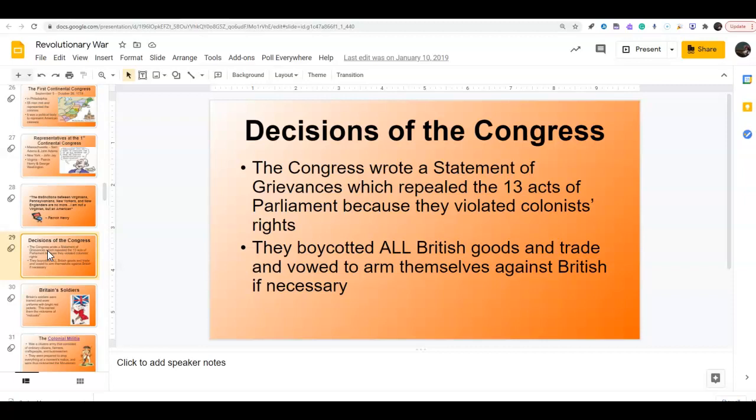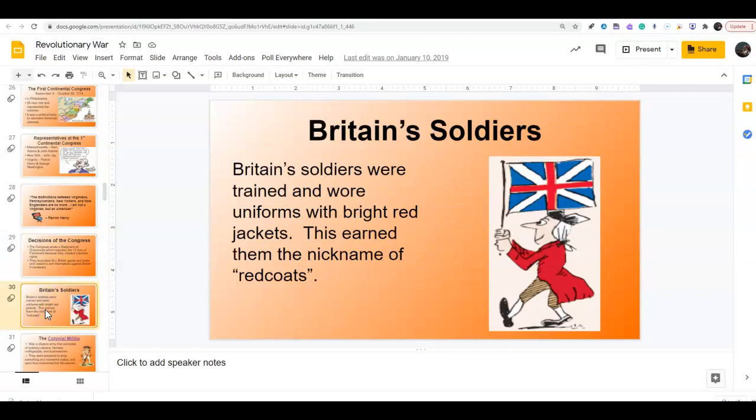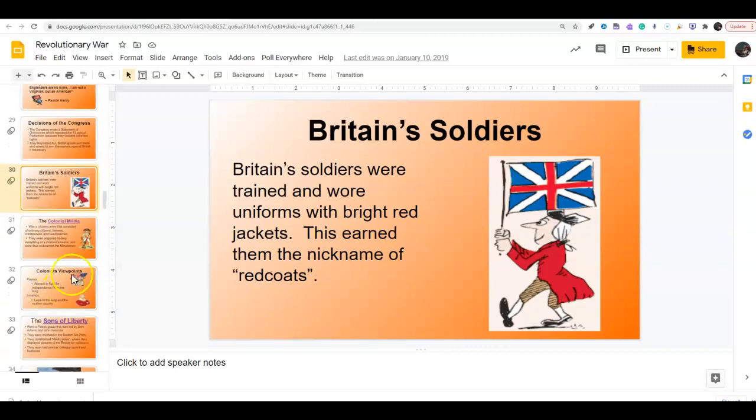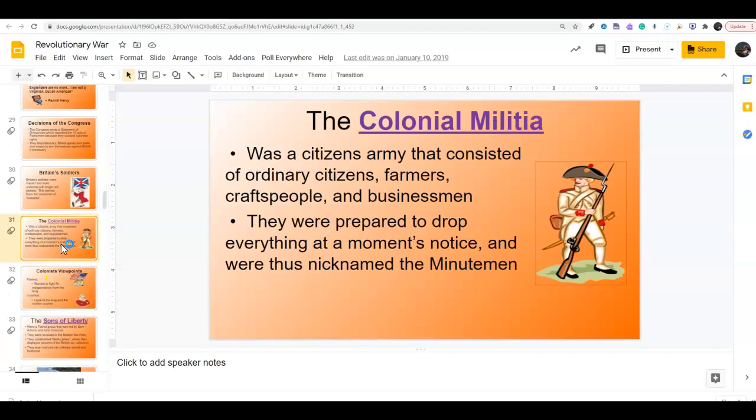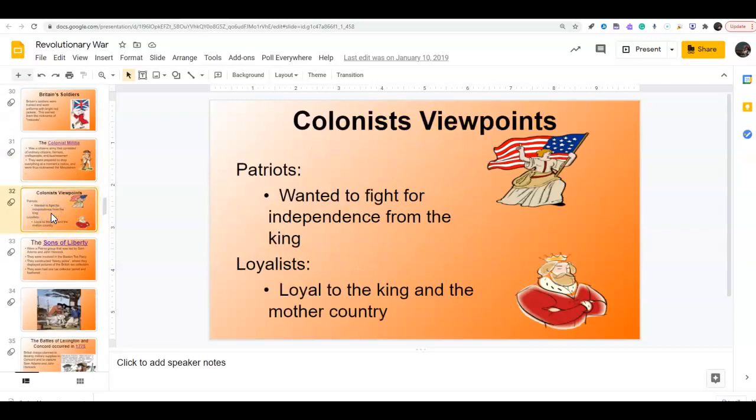All right, so we are moving closer to war, so it becomes important for you to understand who is who. The British soldiers are called the Redcoats. Sometimes they were called lobsterbacks. In the colonies, we have the colonial militia and then the Continental Army. The colonial militia was made up of Minutemen. These are your ordinary, everyday people who have to be ready within a moment's notice. You also have patriots and loyalists. We've talked about those just a little bit ago. The patriots want to fight for independence from the king. The loyalists want to remain loyal to the king and Great Britain.